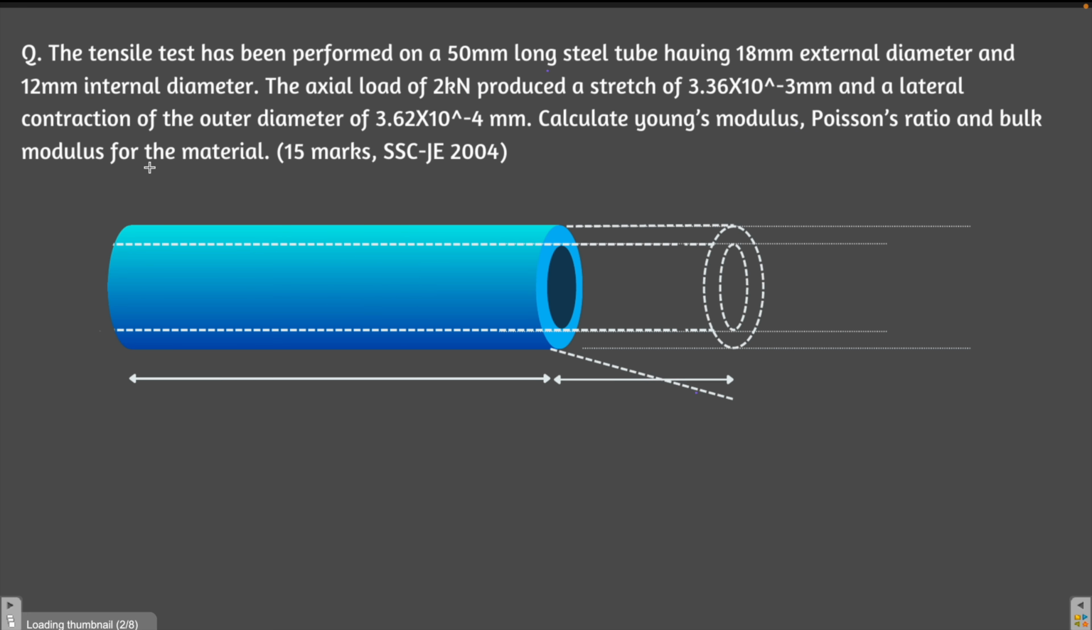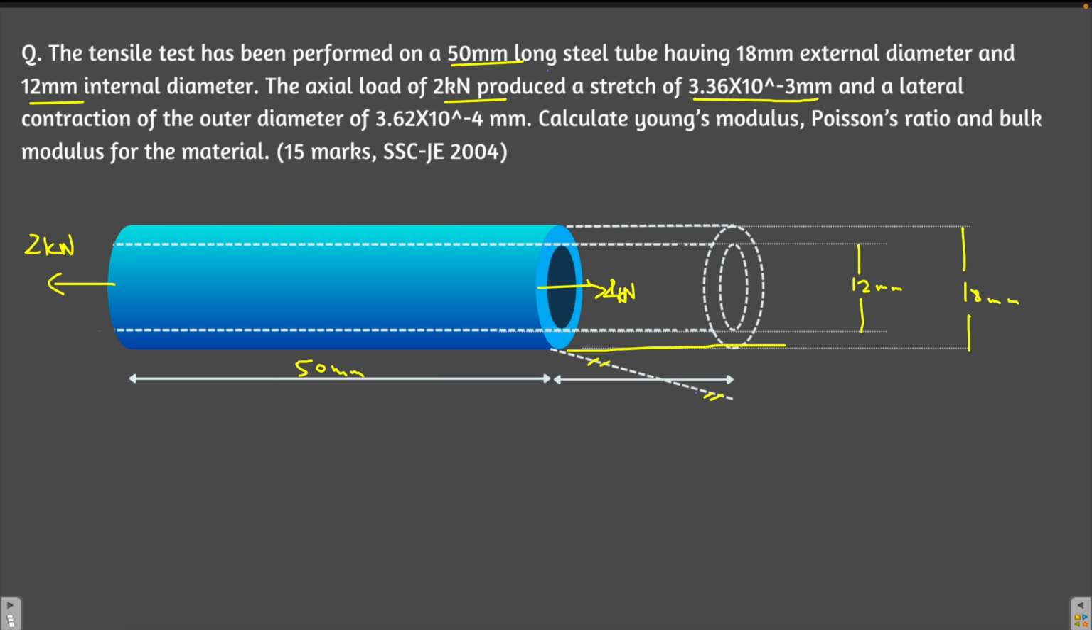Let's draw it freshly. So here is our fresh diagram. The axial load of 2 kilonewton. So we are applying an axial load of 2 kilonewton over here, which produces a stretch of 3.36 into 10 to the power minus 3 millimeter. That means the tube is getting elongated and the elongation is 3.36 into 10 to the power minus 3 mm. And the lateral contraction of the outer diameter is this much. So this is the contraction in total.